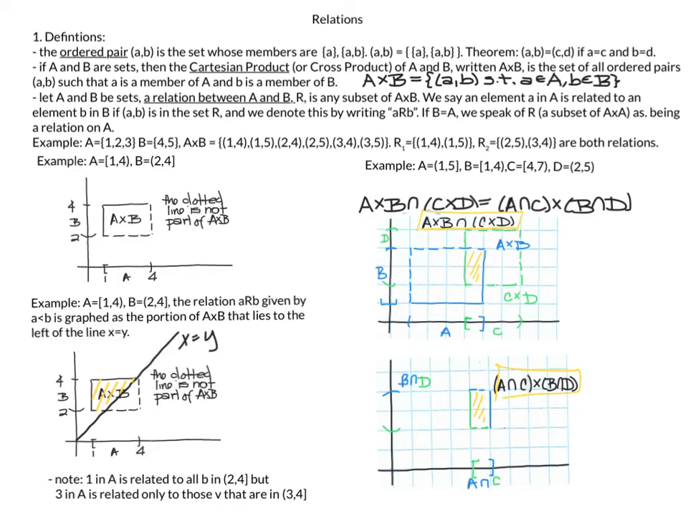And my last example: A is equal to 1, 4, and B is equal to 2, 4. So that looks like this graph here, or these relations.